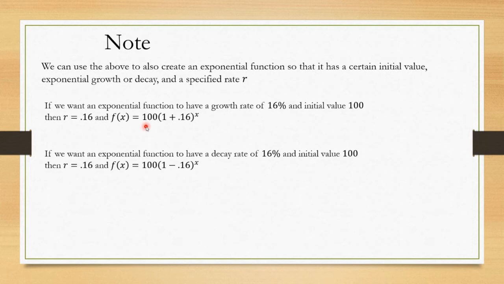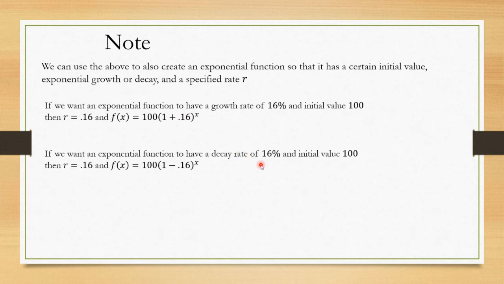The initial value is 100, so it's going to be 100 times 1 plus r, and r is 0.16. So are you basically just plugging in the percentage and converting it to a decimal? Basically, yeah. And then just switching the sign for whether or not it's growth or decay? Exactly. Oh, okay. That's all it boils down to. I might be over-explaining it, but essentially that's what it boils down to. Okay, thank you. You're welcome.